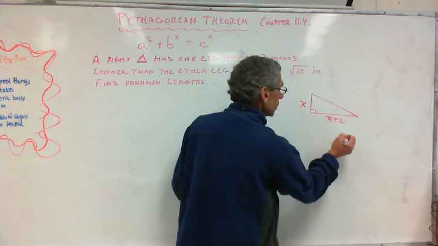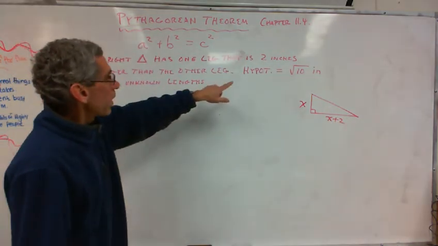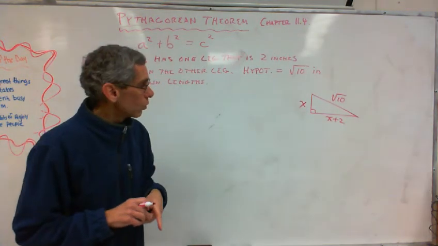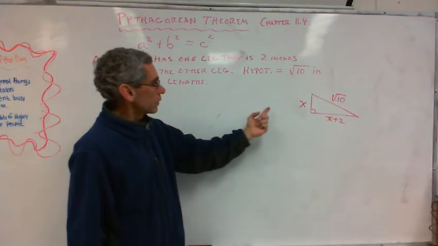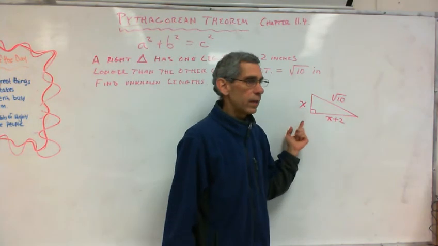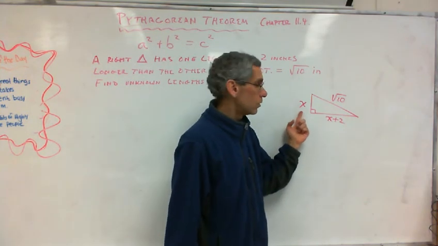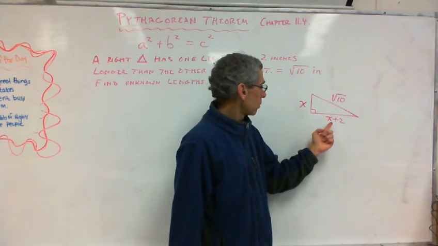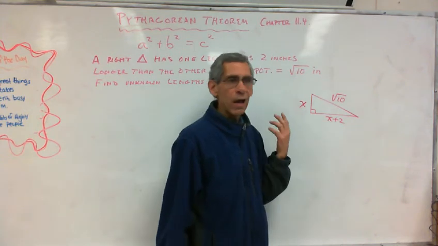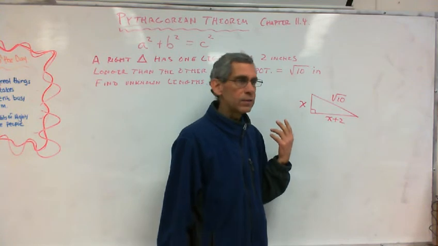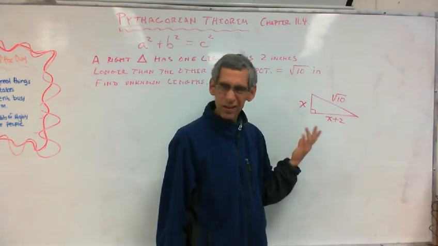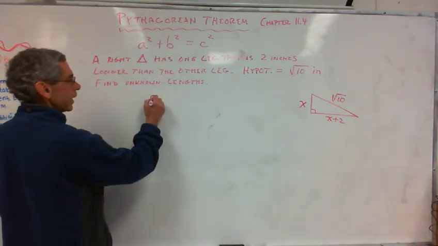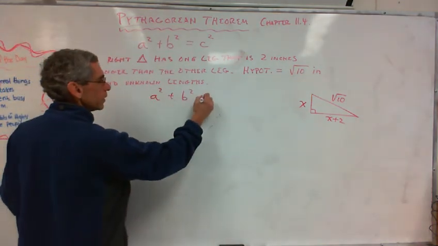And it said my hypotenuse is the square root of 10. Okay, so then it's saying find the unknown lengths. Where are the unknown lengths? This side is unknown because it's x, and this side is unknown because it's x plus 2. When you first look at this, it's like, how could you ever find this answer? I remember when I first saw these, I thought, there's no way. It's impossible. But it is very easy because we just use a squared plus b squared equals c squared.